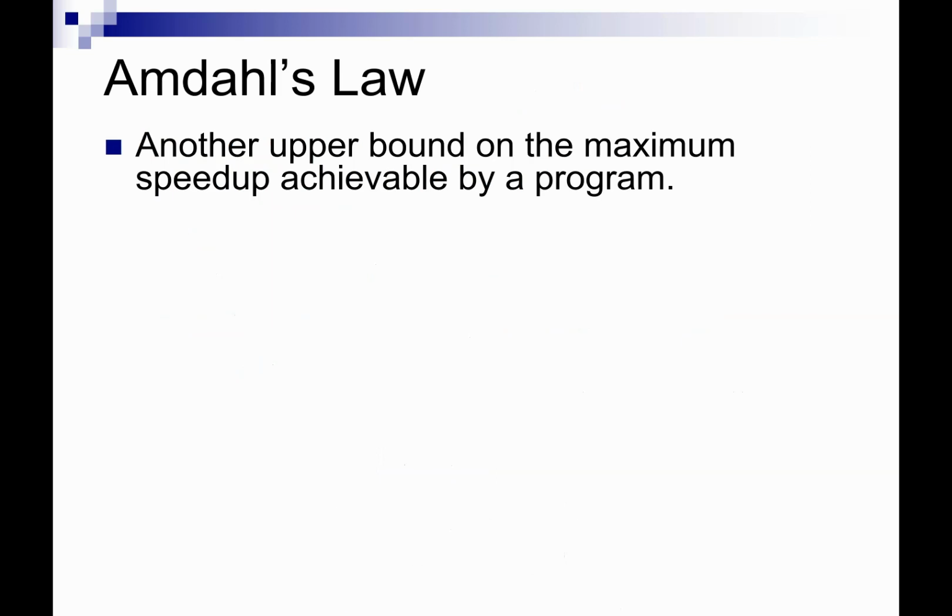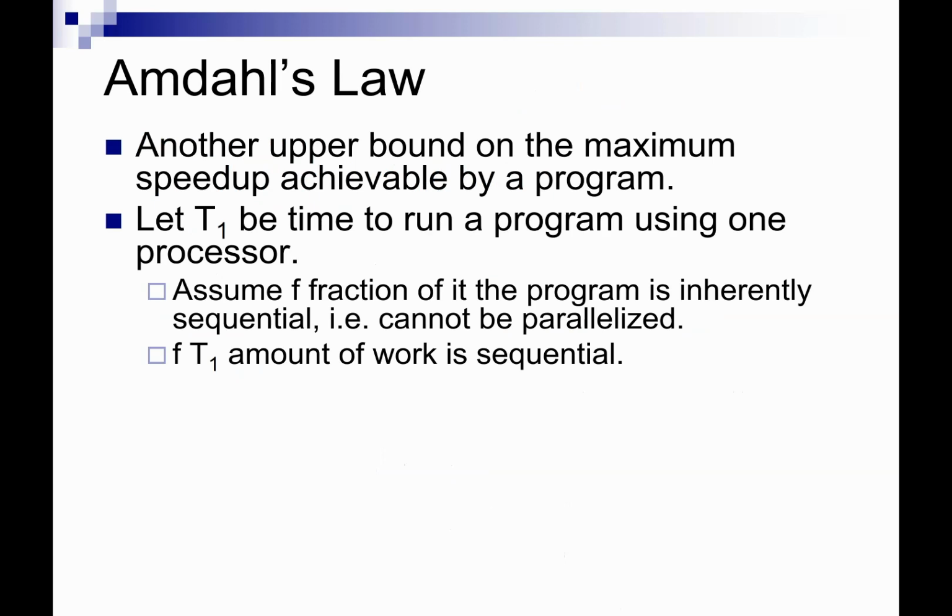So next I'm going to move on to a different way of measuring performance, and this is called Amdahl's law. Amdahl's law gives you an upper bound on the maximum speedup that your program can achieve. The way it works is that suppose you let T1 be the running time of the program. So you have some parallel program for solving some problem, and you let T1 be the time to run the program when you just have one processor.